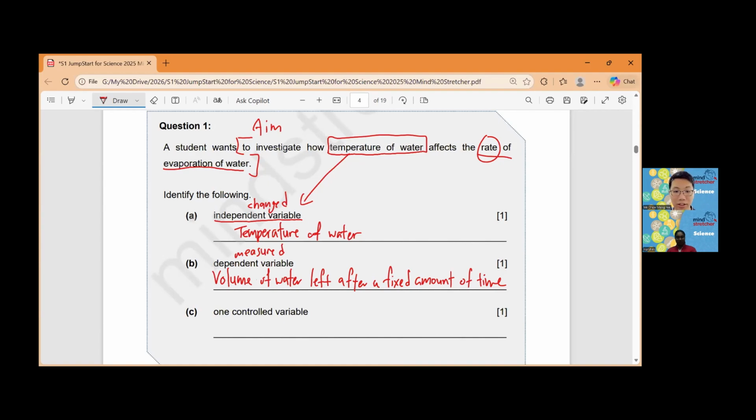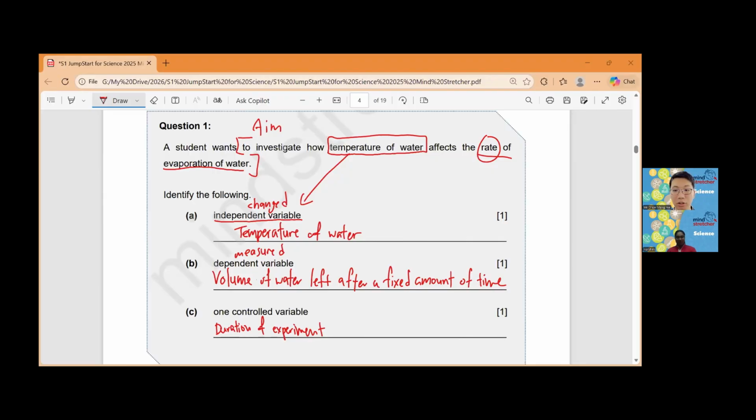So in this case, I can keep it as duration of experiment. So after a fixed amount of time, it could be maybe 2 hours. So I fix that 2 hours. Then I come back and check how much water is left. And the one with less water left has a faster rate of evaporation. So that is one possible answer.